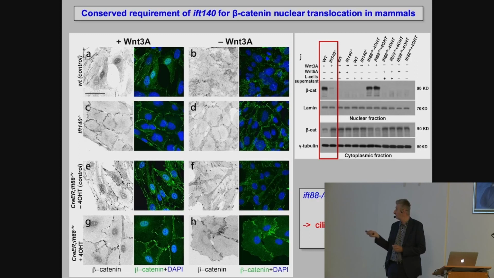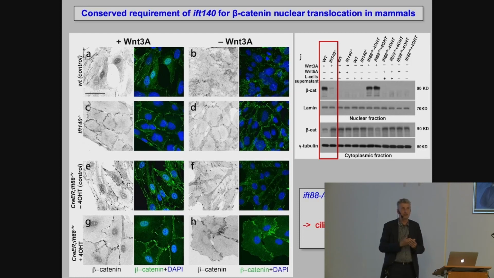First of all, the IFT140 IFTA requirement is conserved, and you do not need cilia because in this context there's absolutely no cilium because IFTB is completely gone. So no cilium needed for Wnt signaling, but you need the IFTA complex to be there. And this might explain some of the confusion in the Wnt field.